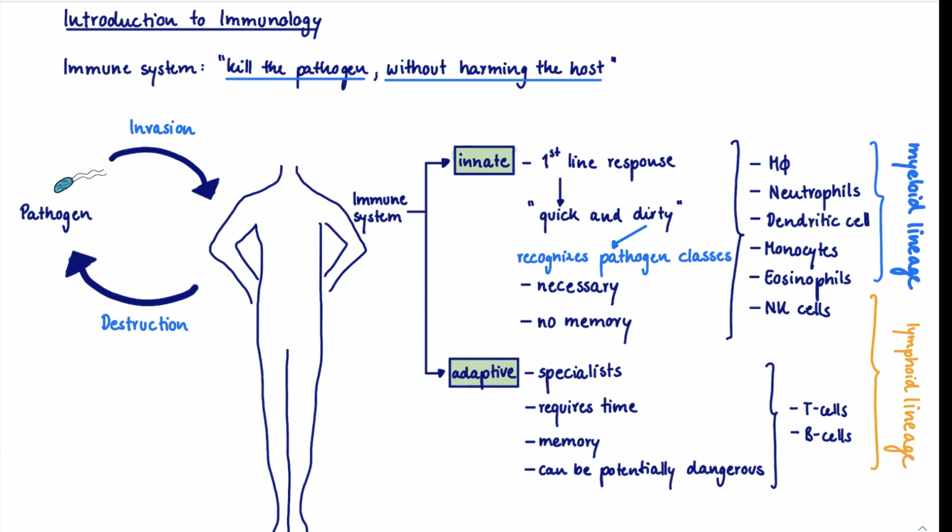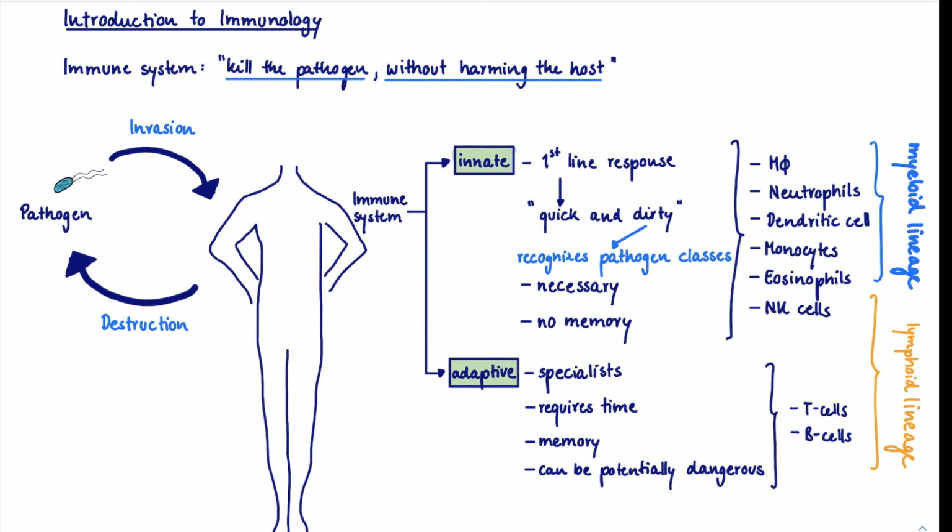Now I also want to introduce the key players of the innate versus the adaptive immune system. The key players of the innate immune system are macrophages, neutrophils, dendritic cells, and monocytes. Monocytes are actually the precursors of macrophages. Then there are eosinophils, which are particularly important for getting rid of bigger things like worms, and the natural killer cell. On the adaptive side, we have two cells, the T and the B cells.